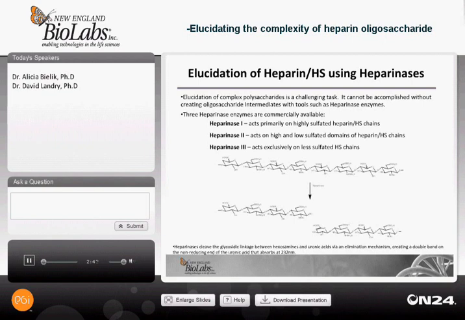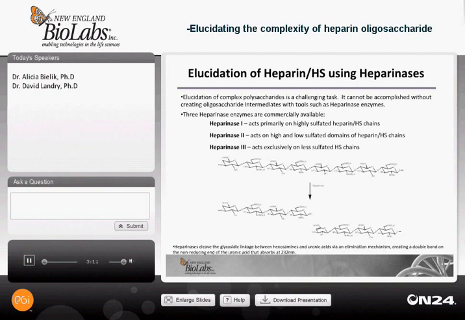Therefore, in order to elucidate these complex polysaccharides, it's an extremely challenging task, and it's one that can't be accomplished without creating oligosaccharide intermediates using tools such as heparin lyase enzymes. Currently, there are 3 heparinase enzymes commercially available. Heparinase 1, which acts primarily on highly sulfated heparin and heparan sulfate chains. Heparinase 2, which acts on both high and low sulfated domains. And heparinase 3, which acts exclusively on less sulfated chains.